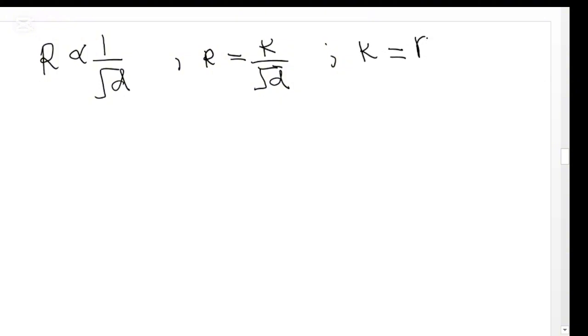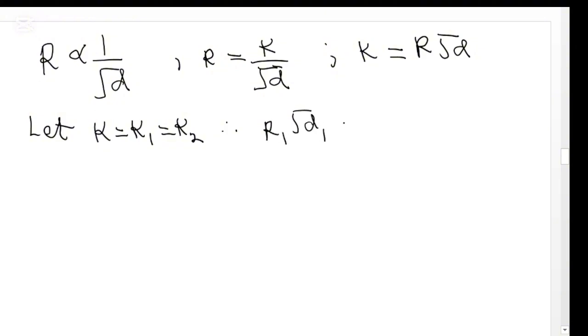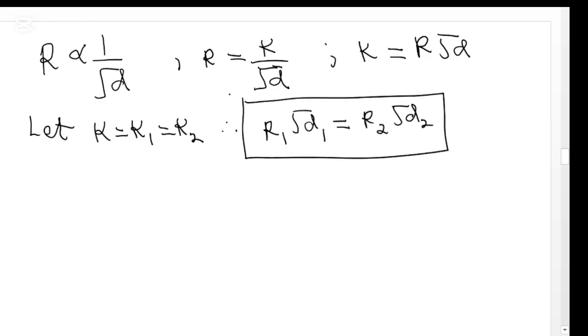So let's make K the subject of formula, which is a constant. K is equal to R square root of D. Let K equals K1 and K1 equals K2. So in that sense, my R1 square root of D1 will be equal to R2 square root of D2, since the constants are equal.